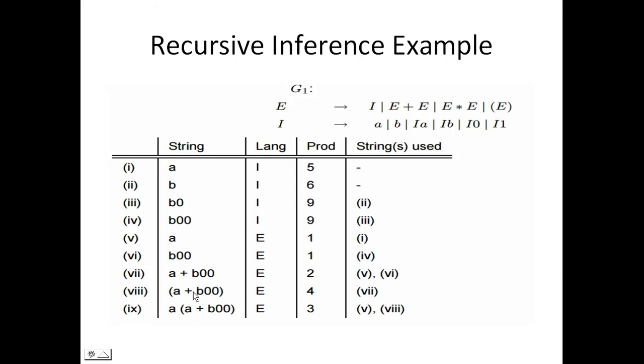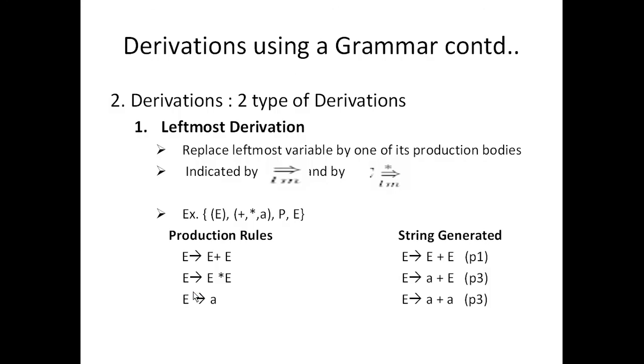So in this manner we have inferred the string A into A plus B double 0, okay, using the recursive inference example. That is, we started from the body and we have ended at the head. So hope it is clear. Now let us see the second type of derivations, which is the reverse of the recursive inference. So here we will be using the productions from head to body. Earlier we have used the productions from body to head. Now we will start from head and we will go to body.